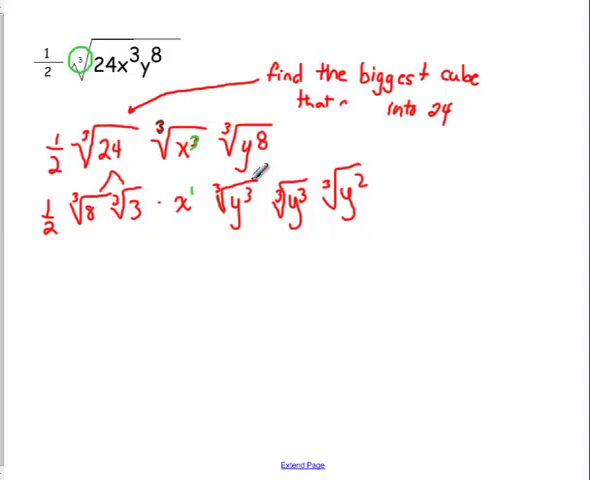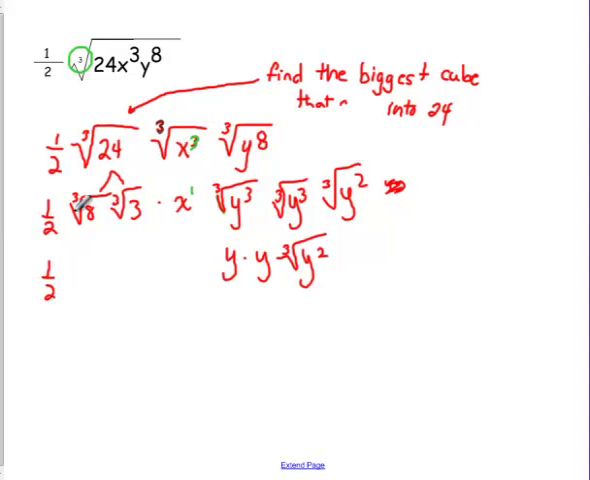Can I take the cube root of y cubed? Yes. Can I take the cube root of y cubed? Yes. Can I take the cube root of y squared? No. There's only 2 y's there. That's not enough to take a cube root. I need at least 3. So this stays in the cube root.